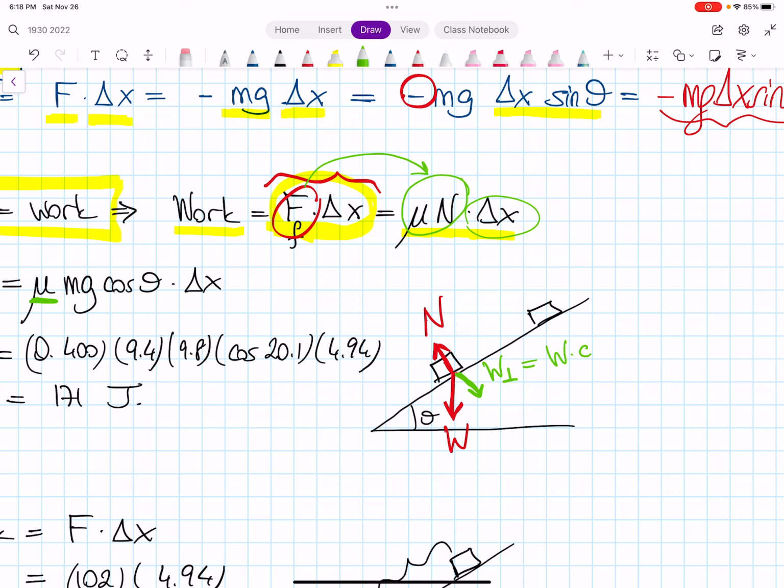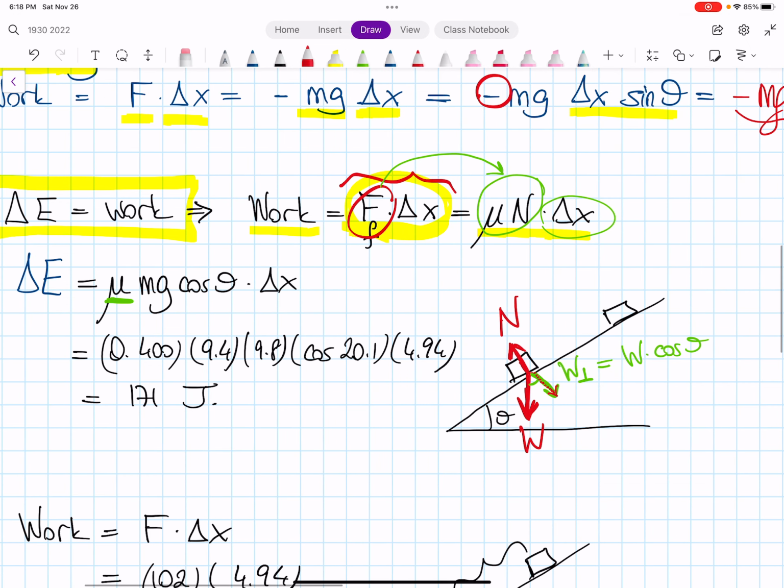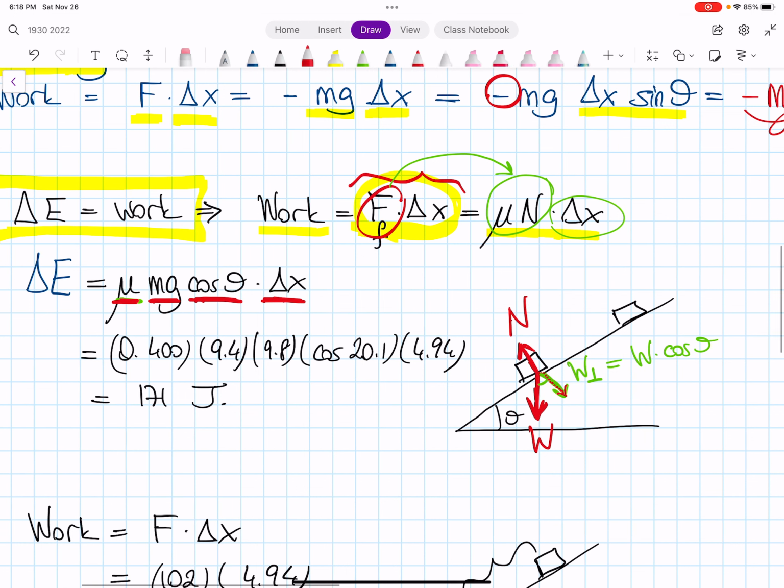W times what? Cosine of the angle. Here is the angle. Here is the vector. You are projecting the vector along the adjacent side, right? W times cosine of the angle. Mu times W times cosine of the angle times the displacement.